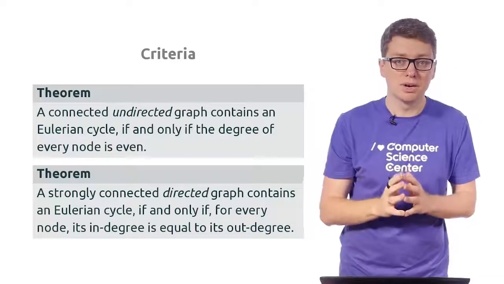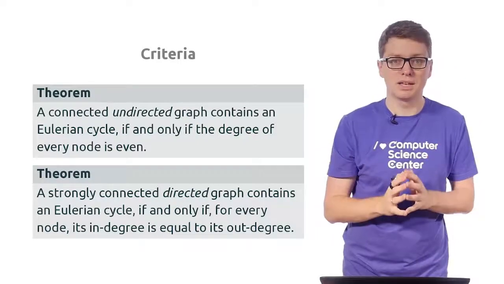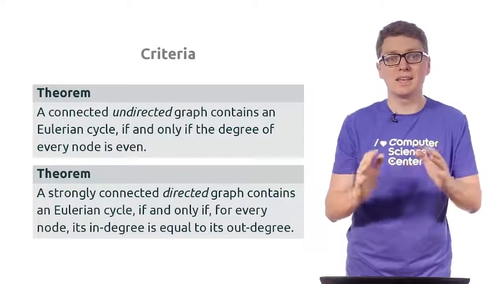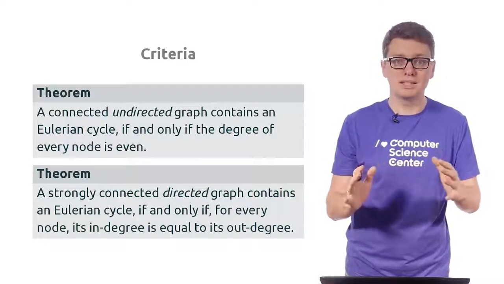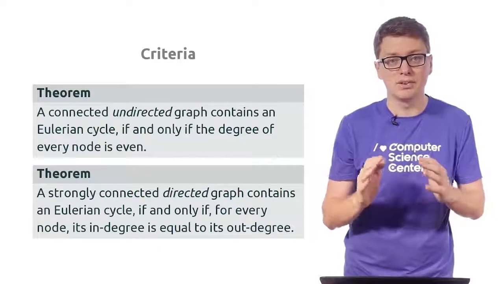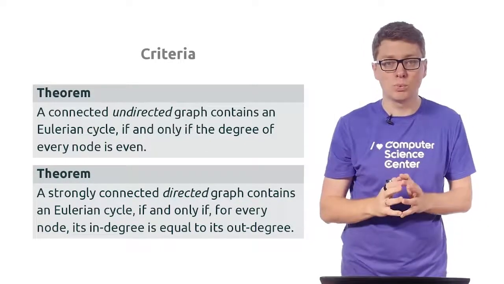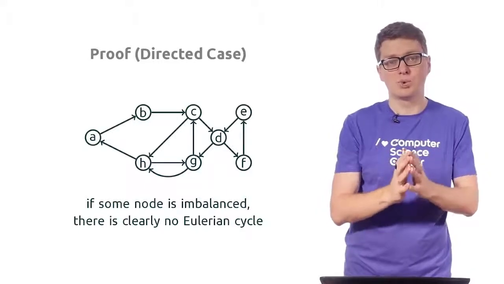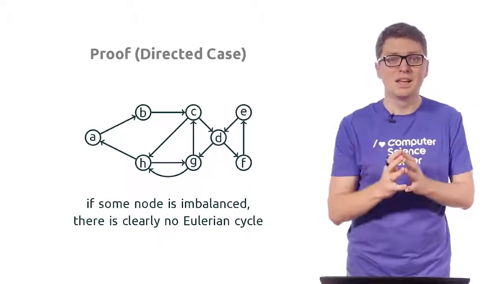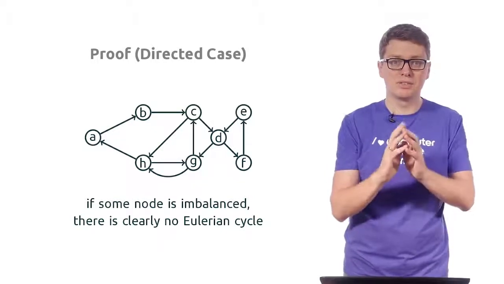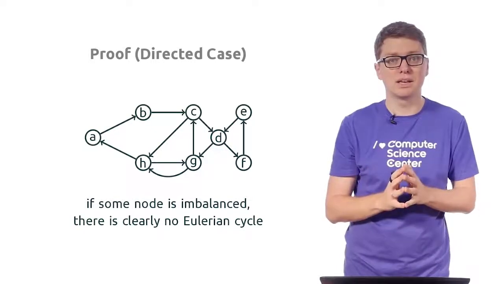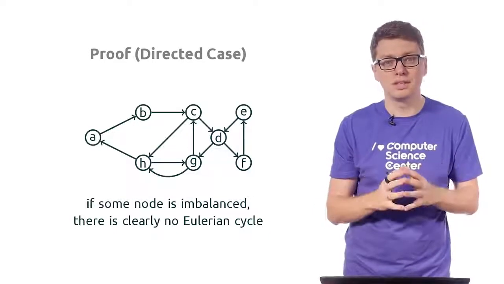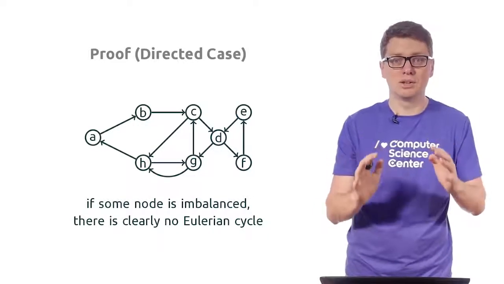The difficult, not so obvious part is the opposite direction. What we need to show is that if all the nodes are balanced, then there is an Eulerian cycle. And this is exactly what we're going to do now. So we will focus on the directed case. As we've just discussed, if some node is imbalanced, then definitely there is no Eulerian cycle. What we're going to show now is that if each node is balanced, then there is an Eulerian cycle.